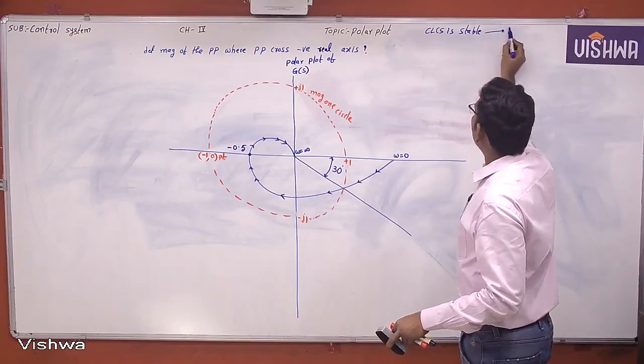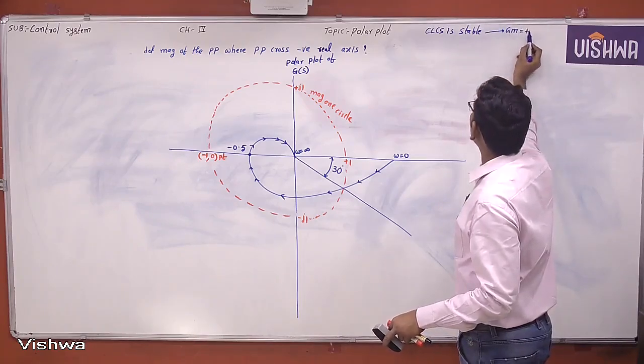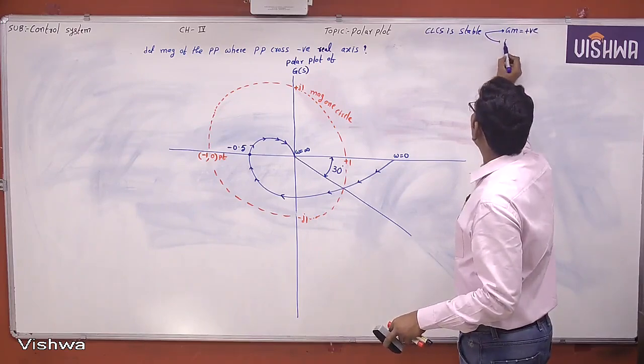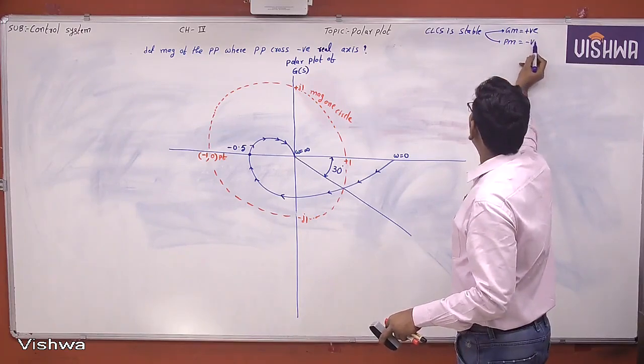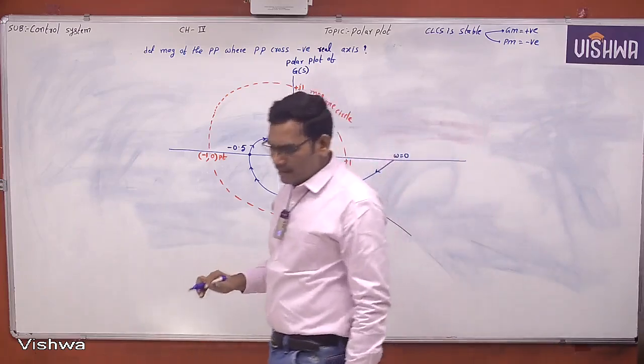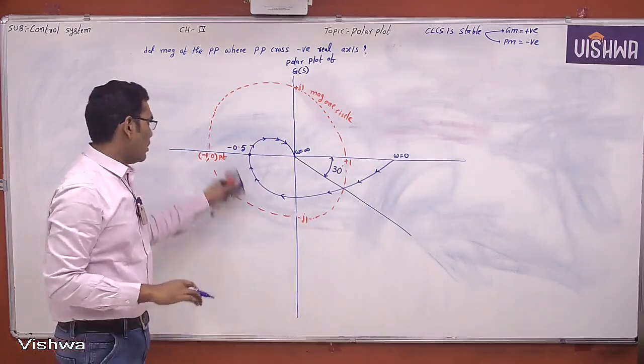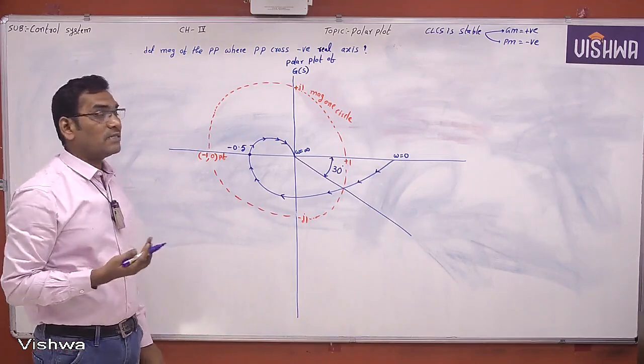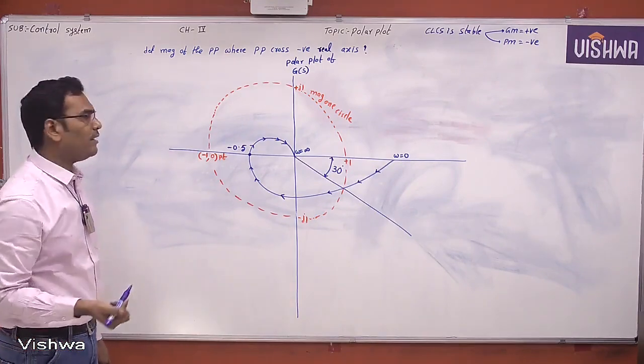So without doing anything, the -1 comma 0 point is not enclosed, therefore the closed loop control system is stable. Definitely I can say that gain margin is positive. Definitely I can say that phase margin is negative. But in your mind there is some confusion. Is that statement correct or not? Is 'not enclosed is stable' correct or not? You can cross check. We can verify.